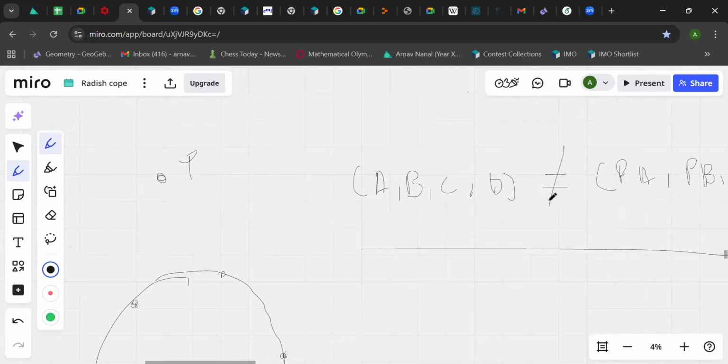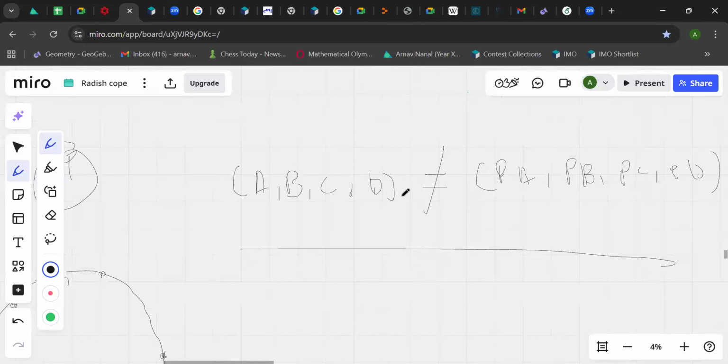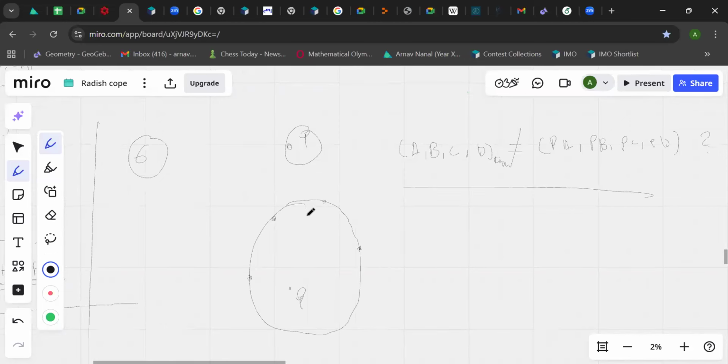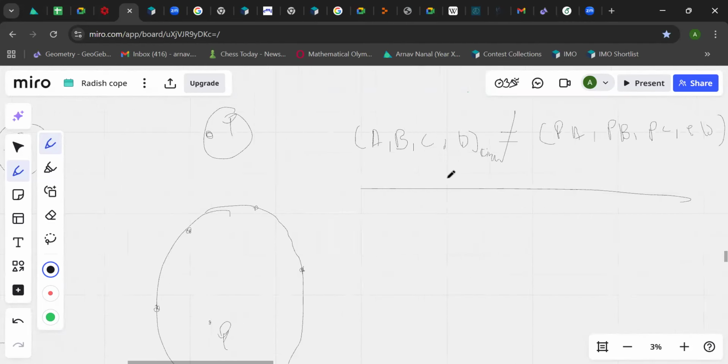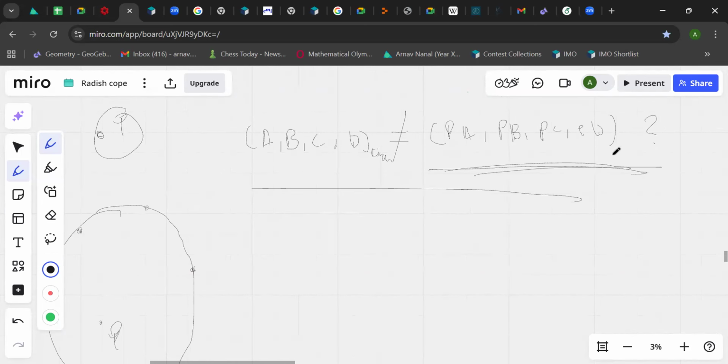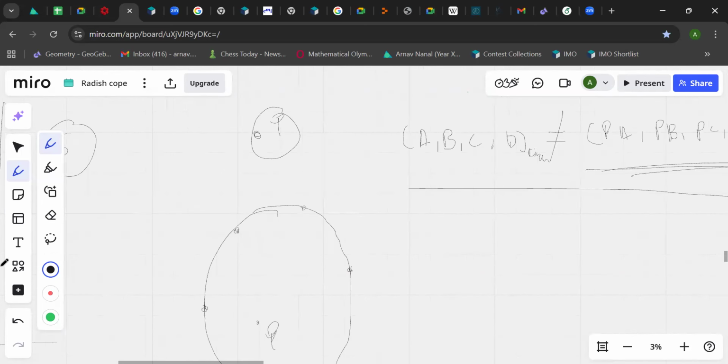So this is not equal to this, because P is not lying on the circle right now. So you cannot say this, that P(A, B, C, D) is equal to the cross ratio of the points on the circle. But a very interesting thing is that any line through P which intersects the circle will intersect the circle a second time, right?